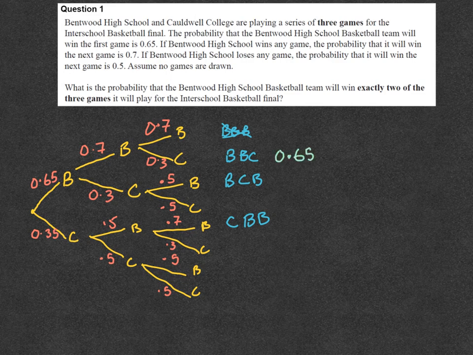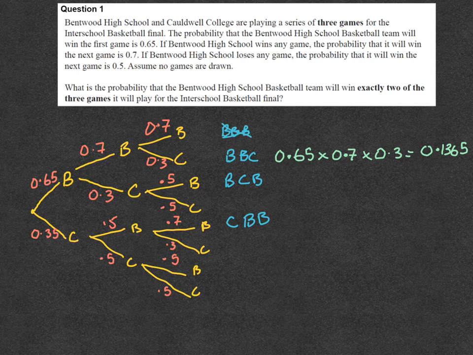So if we write out what the probabilities for each of those 3 are, we've got 0.65. So remember, we multiply along the tree, along the branch. And then we go to Brentwood again, that's times 0.7. And then Caldwell, because they won the 3rd game, so 0.3. And we work out what that equals. That's 0.1365.